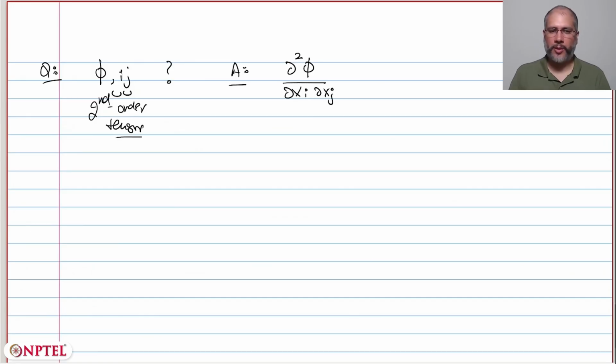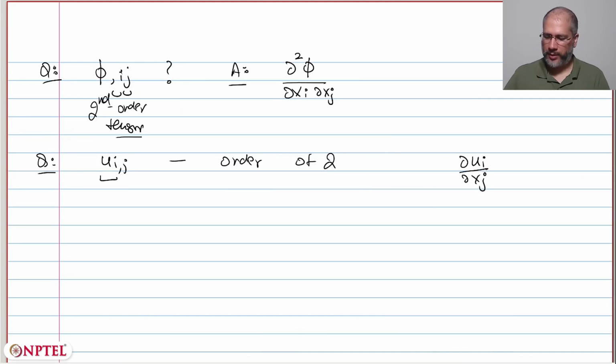So now that we're talking about order, let's talk about the quantity ui comma j. So what is the order of this? This has an order of 2 because we have two free indices here. And let us see exactly what this quantity is, because ui is a vector, we know that. And what we have done is we have written del ui upon del xj. So notation wise we are comfortable now, but what is the meaning of this quantity?